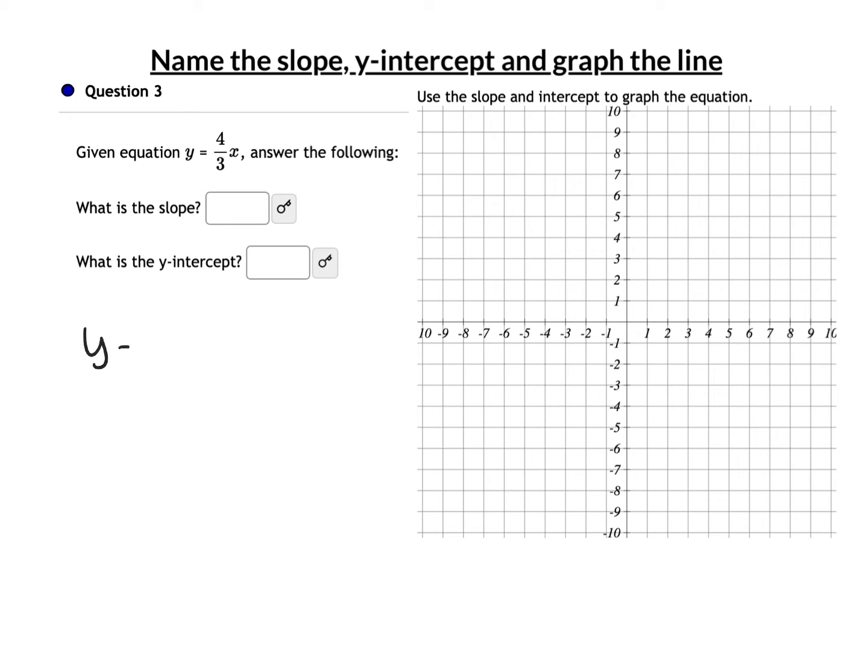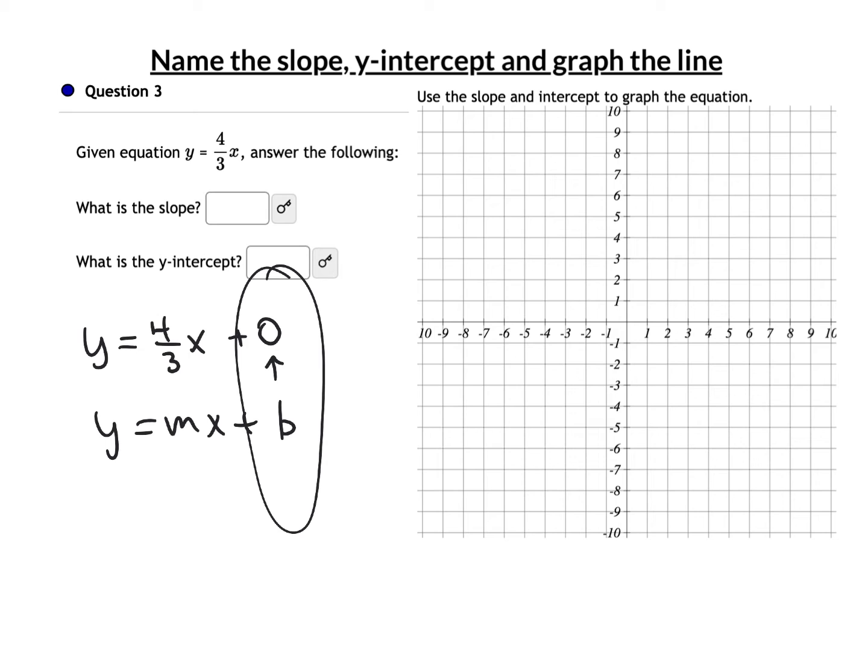Question 3. Y equals 4/3 x. Let's point out this is still y equal mx plus b. Notice that there's no value right here. That means there's a plus 0. This is the y-intercept. It's 0. And this is the slope. It's 4/3. The y-intercept is 0. That means it passes on the y-axis at 0.